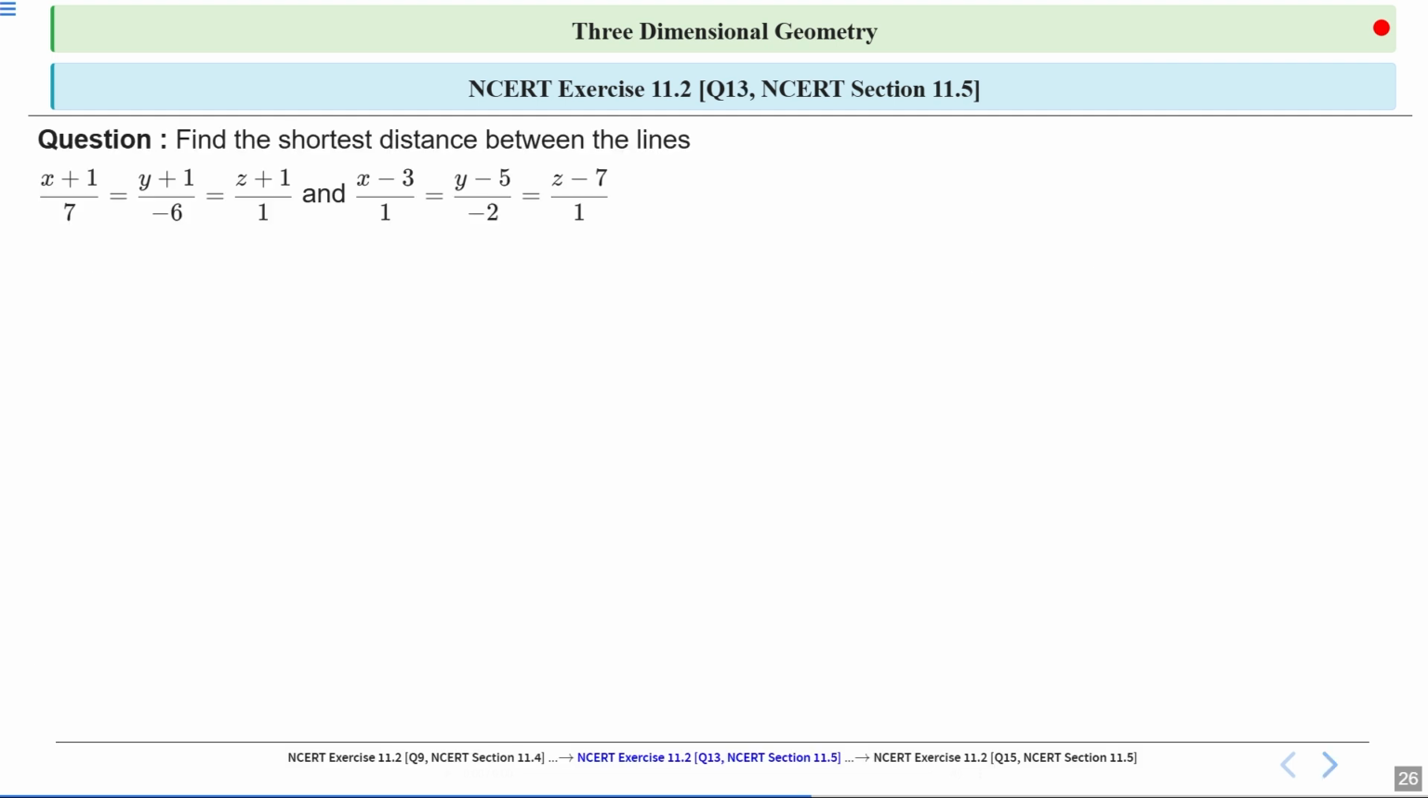Next is NCERT exercise 11.2 question number 13, which says, find the shortest distance between the lines (x plus 1) upon 7 is equal to (y plus 1) upon minus 6 is equal to (z plus 1) upon 1 and (x minus 3) upon 1 is equal to (y minus 5) upon minus 2 is equal to (z minus 7) upon 1. Okay.